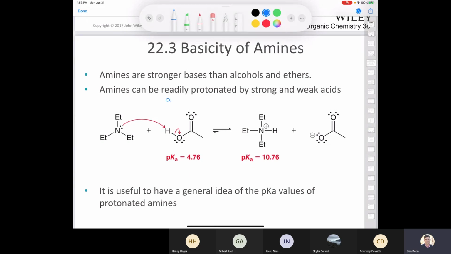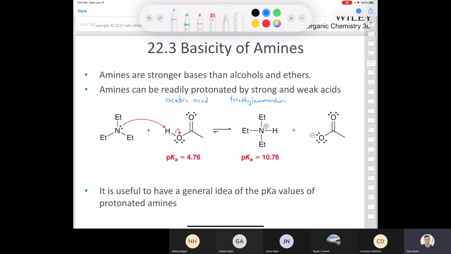This is acetic acid right here. It's an organic acid. It's not a strong acid. It's got a pKa that's higher than 0, around 5. But if you look at the equilibrium between triethylamine and acetic acid, you end up with the triethylammonium ion. So this is called triethylammonium, and this would be acetate. So you'd actually get triethylammonium acetate, but you look at the pKa here, it's around 11.